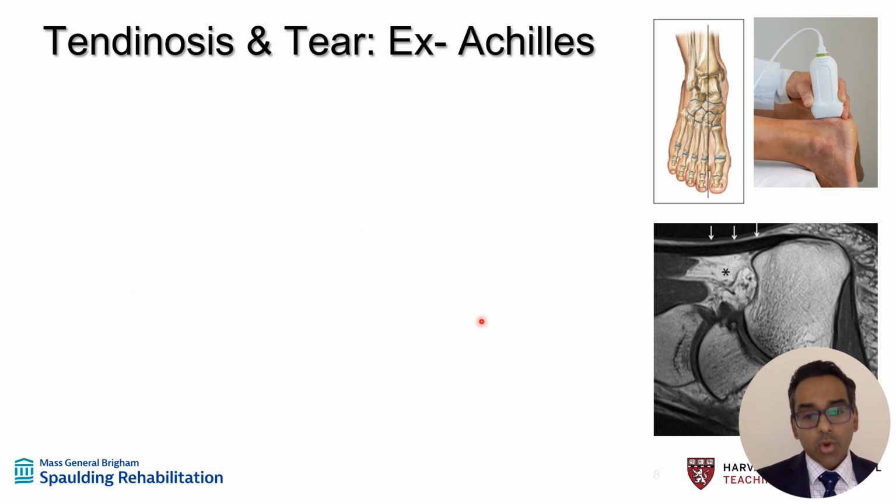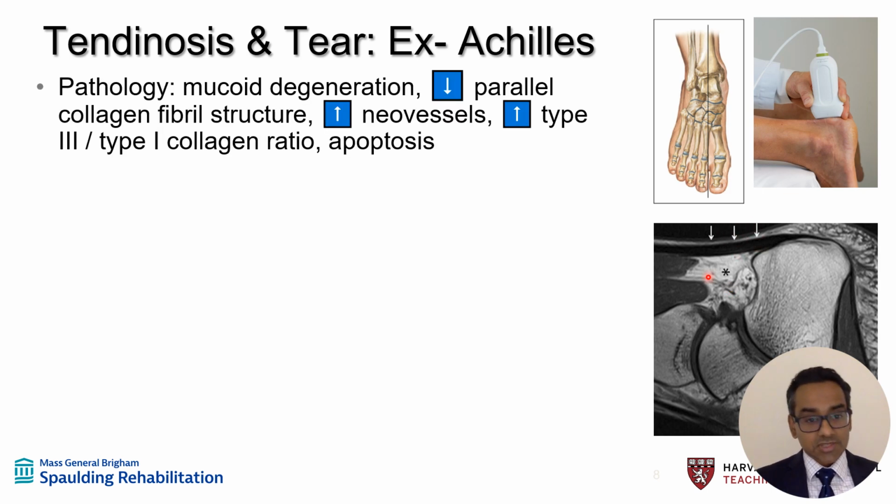This is an MRI correlate that you see here, a T1 weighted image showing the nice dark black tendon as we'd expect to see it. Remember that when you see tendinopathy, it tends to be in the mid-substance. The pathology here is quite interesting. You really aren't having a true inflammatory issue. Really, it's more mucoid degeneration.